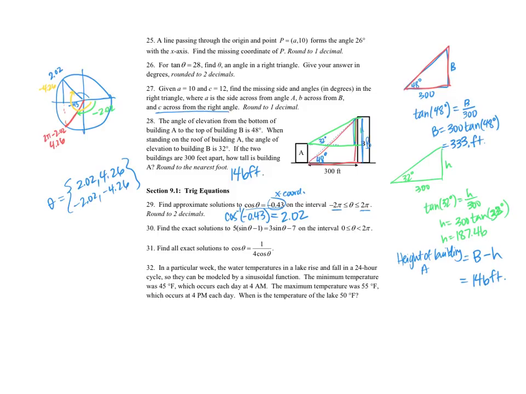And I can see why there would be 4 solutions on the interval from negative 2 pi to 2 pi, because if I draw out the graph of cosine, what's the graph of cosine look like? It looks like this.